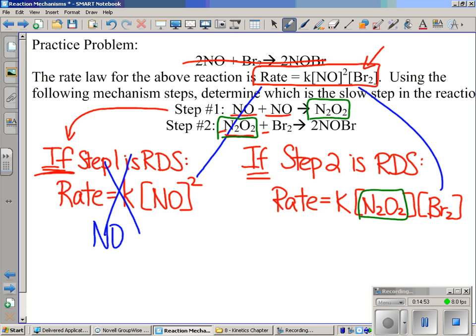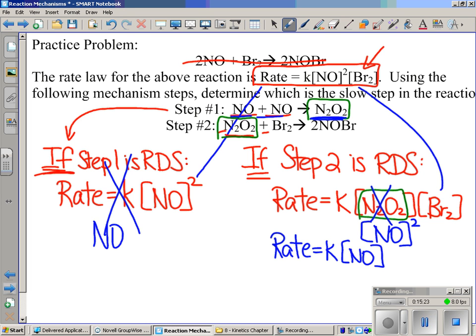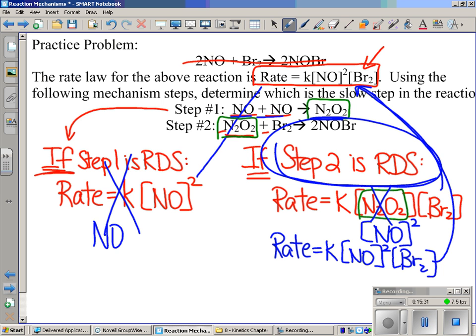See the NO2 that right now we have listed as a reactant? It can't be a reactant. It's an intermediate. It was formed in step 1 and consumed in step 2. So it can't be in the rate law. So I need to replace this with what made it. Okay, so I look back up here, see where NO2 was made. It was made by 2 NOs, which would be represented by NO squared because of the 2 NOs. So my final simplified rate law would be rate equals K times the concentration of NO squared times the concentration of Br2. And if you notice, that one does match.